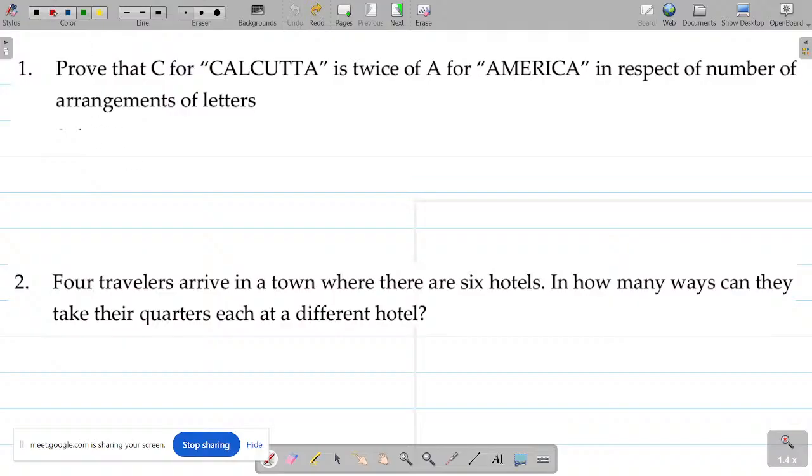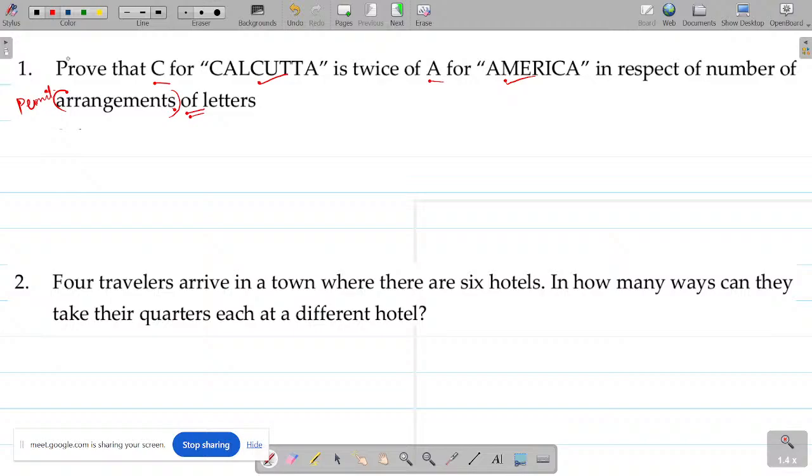Okay. So first question, prove that C for Calcutta is twice of A for America in respect of number of arrangements of letters. It's talking about arrangement. Arrangements with what? We are talking about permutation. So it's a permutation problem. Okay.